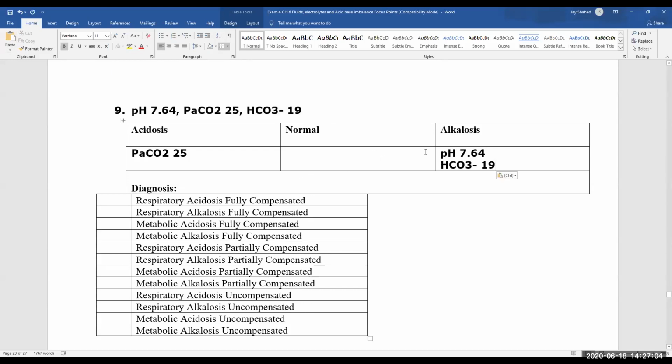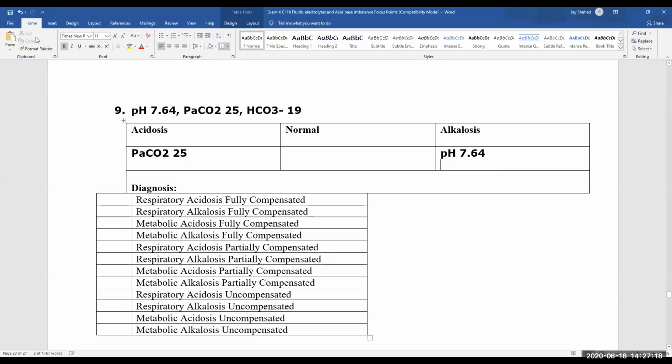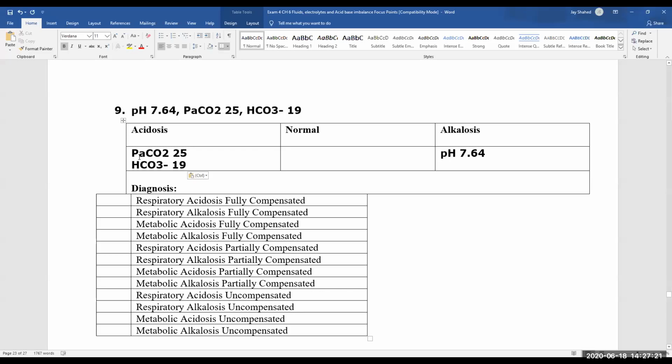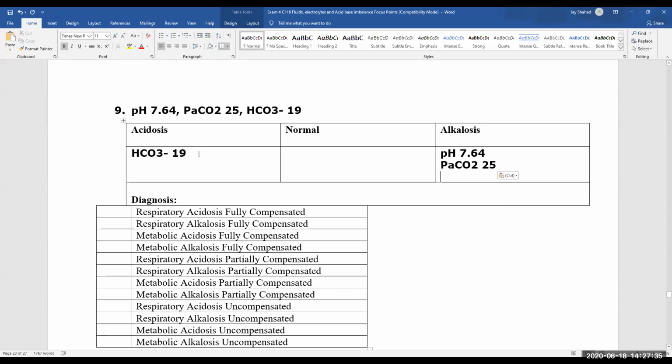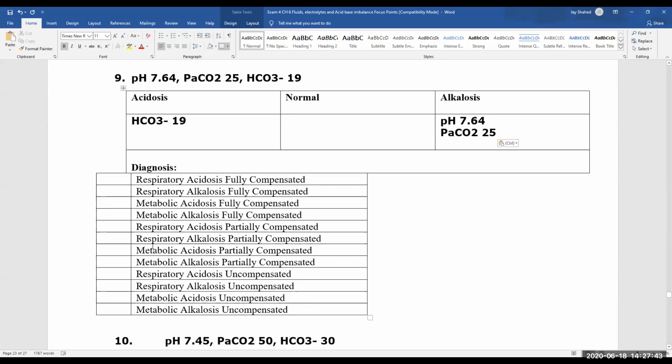What's your diagnosis? No, so you have to flip it. It's the other one. You gotta flip the two. Bicarbonate goes with acidosis, and then carbon dioxide goes with alkalosis. All right, so there we go. Now it makes sense, right? So this is acidosis, alkalosis here, so the diagnosis is respiratory alkalosis, partially compensated.